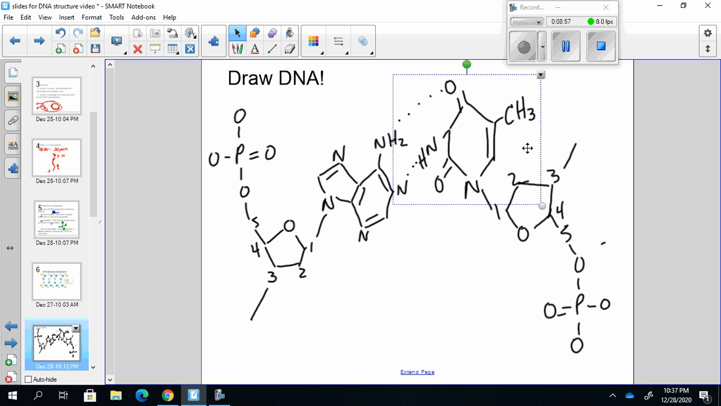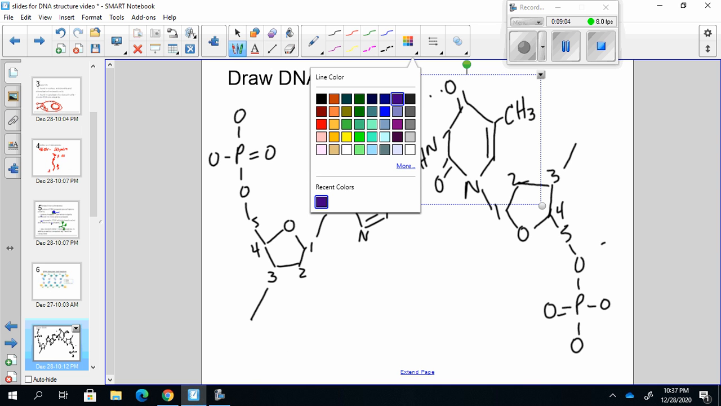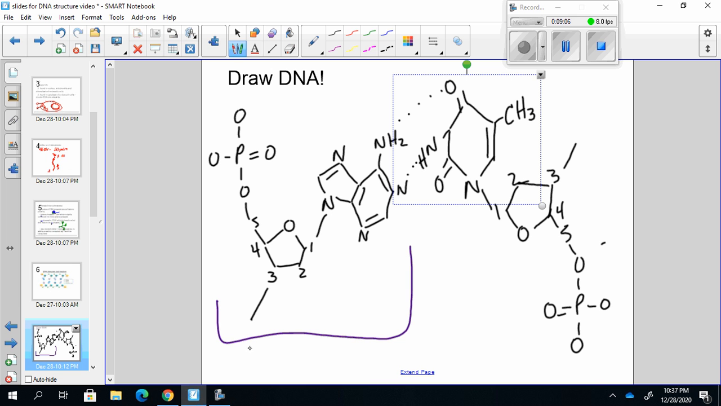Okay, so what we have drawn is 2 nucleotides. I don't know why I'm getting this box around it, but oh well. All right, so here's one nucleotide. This is the 5-carbon sugar. This is the phosphate group. This is an adenine. And then on this side, this is my phosphate group. This is my 5-carbon sugar, and that's my thymine.